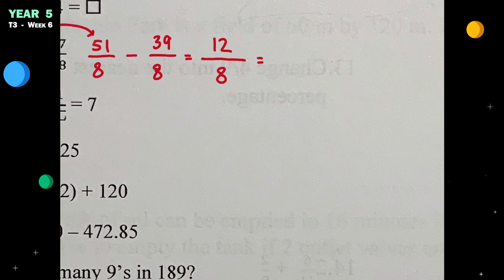Now we can simplify this, right? We can divide them both by 4. So divide this one by 4, divide this one by 4, and what do we get? We get 3 over 2.